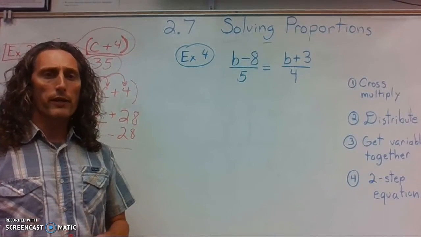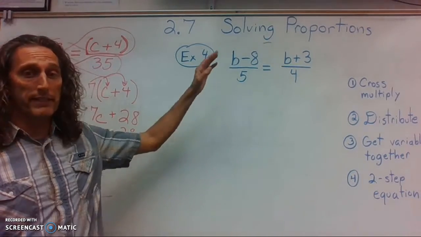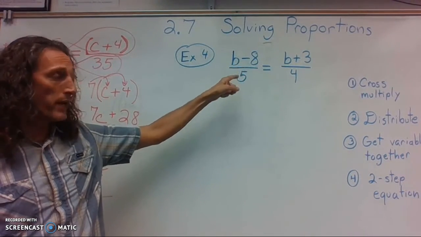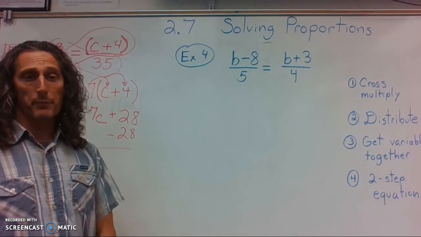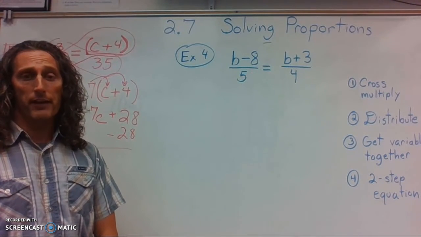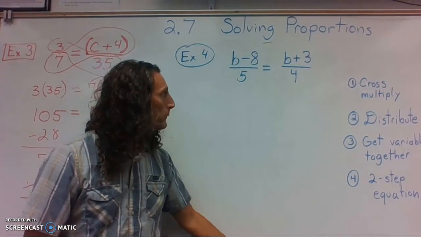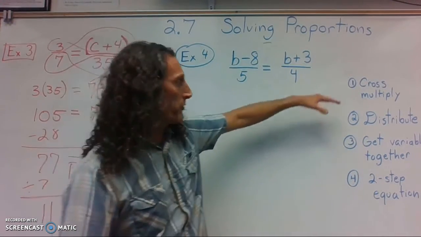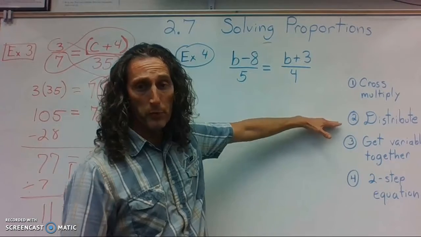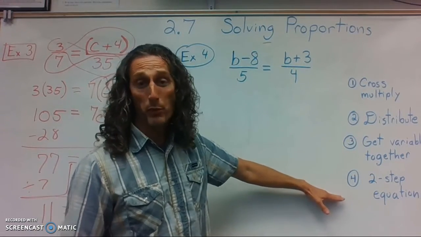All right, so take a moment, push pause, copy down the equation, and also copy down these 4 steps. So do that right now. Hit pause. Okay. So as you were writing those down, you hopefully kind of read through them. We have cross multiply, distribute, get the variables together, and then you basically have a 2-step equation.